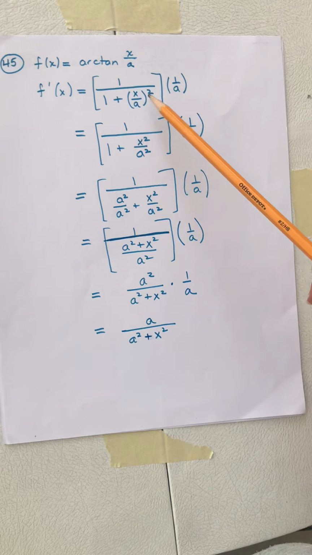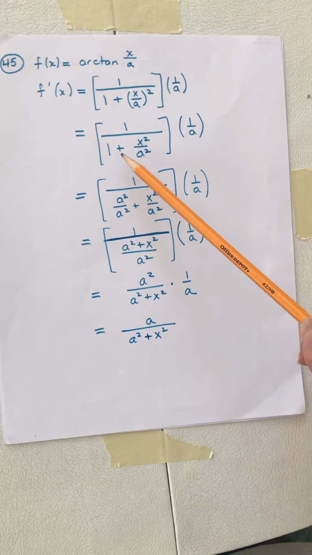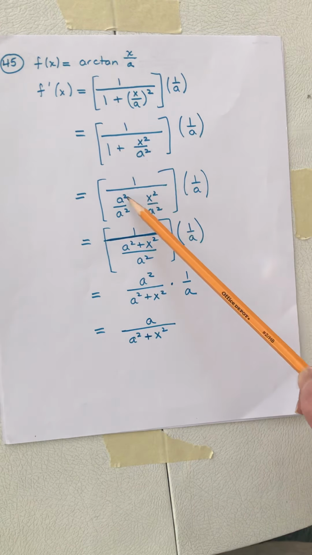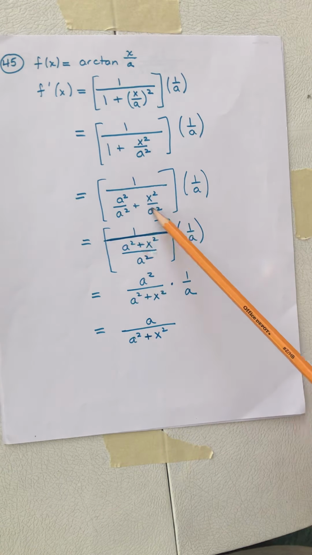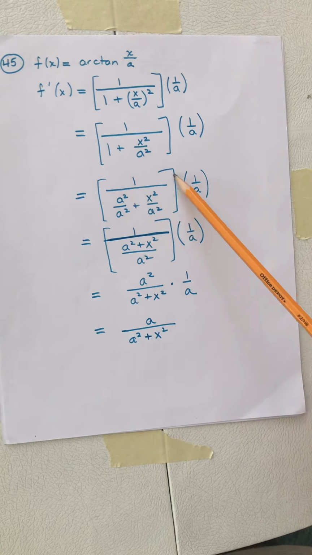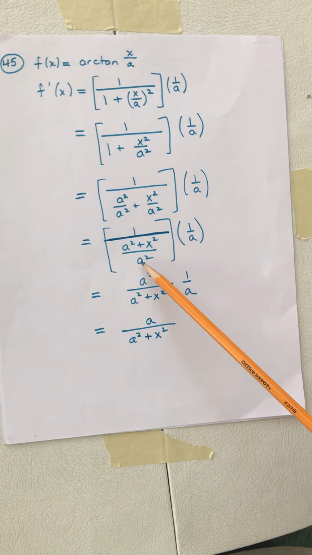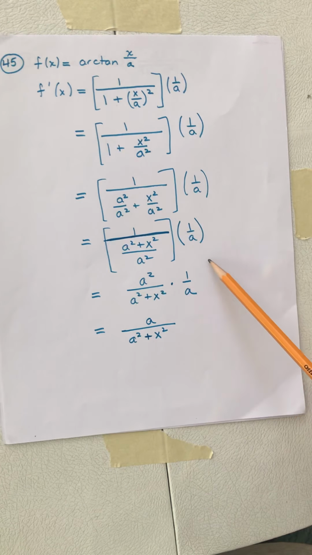What do I do in the next step? I square the x over a, so I get x squared over a squared. Then I get a common denominator of a squared for my 1 and my x squared over a squared. So I have a squared over a squared plus x squared over a squared. That's this here. Everything else is still the same. Then I combine my numerators, a squared plus x squared all over a squared. And that's still times 1 over a.